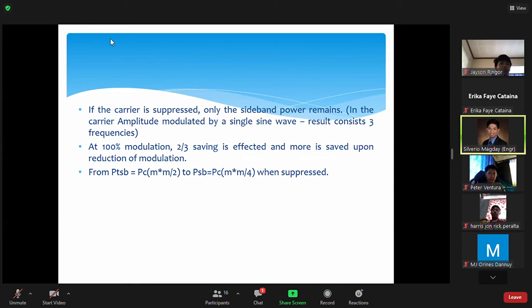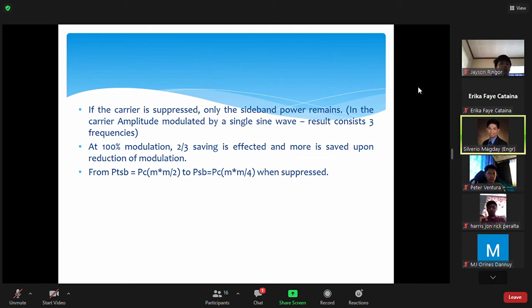Press only the sideband power remains, wherein it only carries on the information. In a carrier amplitude modulated by a single sine wave, the result consists of three frequencies: the carrier, the upper sideband, and the lower sideband. At 100% modulation, two-thirds saving is affected, and more is saved upon the reduction of modulation.